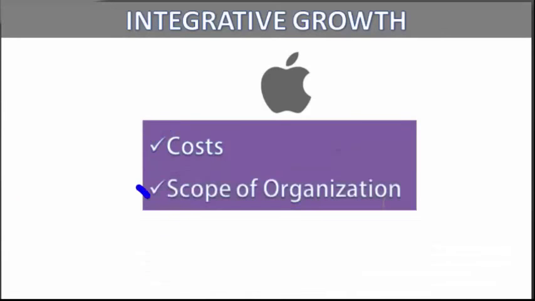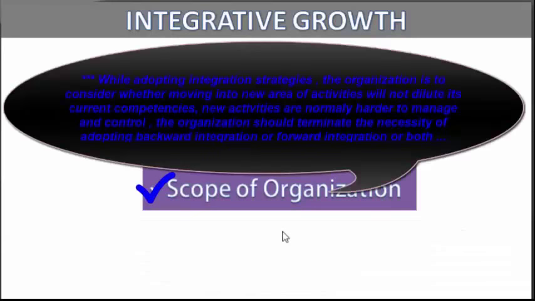Then comes the scope of organization. While adopting integration strategies, the organization is to consider whether moving into a new area of activities will not dilute its current competencies. New activities in the organization are also normally harder to manage and control. The organization should determine the necessity of adopting backward integration or forward integration or both.